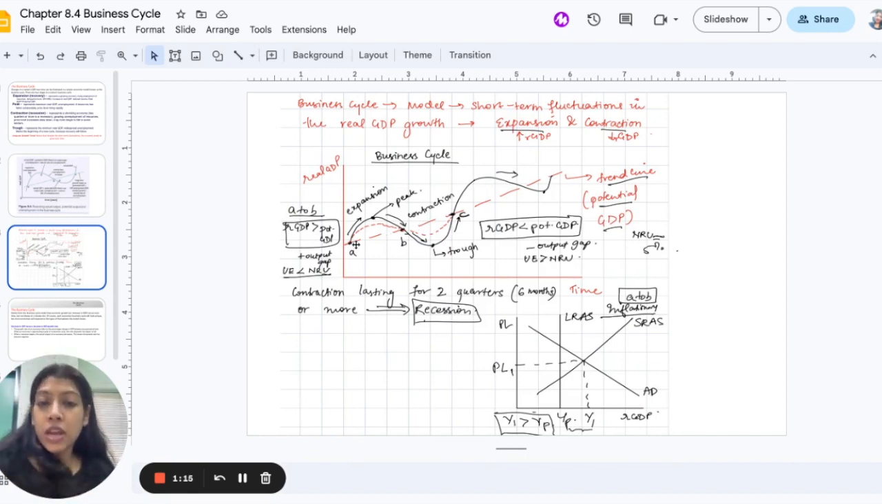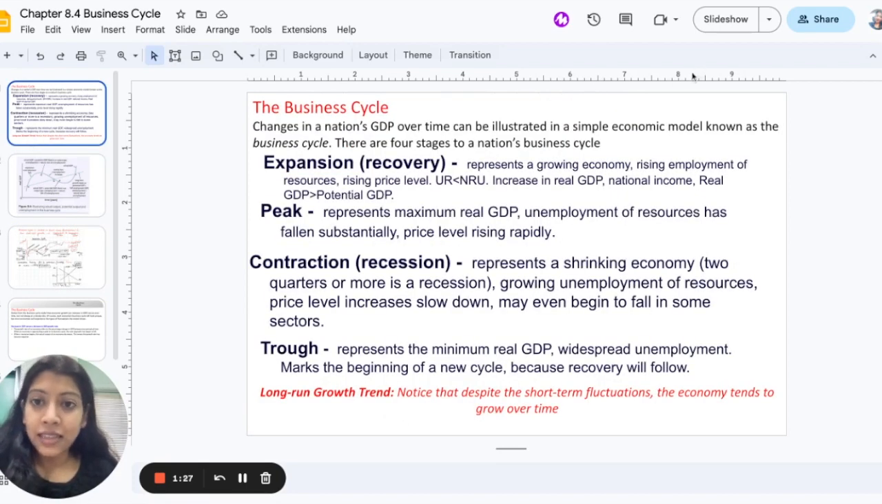And the long term trend line is the potential GDP. So you're showing things like expansions, which is an increase in real GDP, and a contraction, which is a decrease in real GDP. Coming back to this slide, there are four stages in a nation's business cycle. I have slightly changed these slides to reflect exactly what's there in the textbook so that there's no confusion when you're studying with the textbook, hopefully.